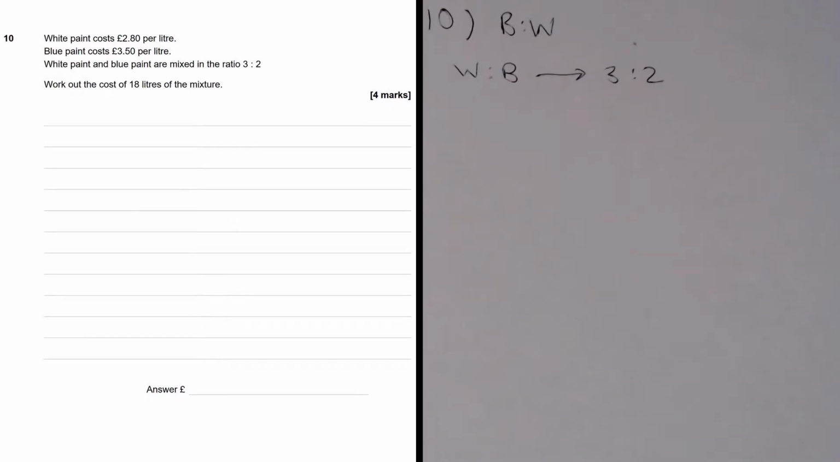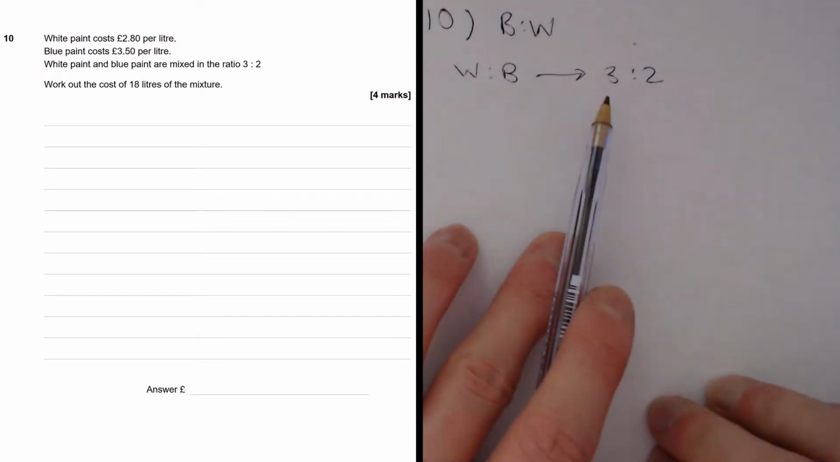Question 10 tells us that white paint costs £2.80 per litre and blue paint costs £3.50 per litre. We are given that white paint and blue paint are mixed in the ratio 3 to 2. And we are asked to work out the cost of 18 litres of the mixture. Now this is quite a tricky question. So the first thing I would do is deal with the ratio.